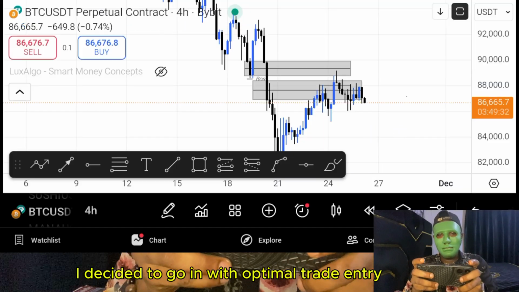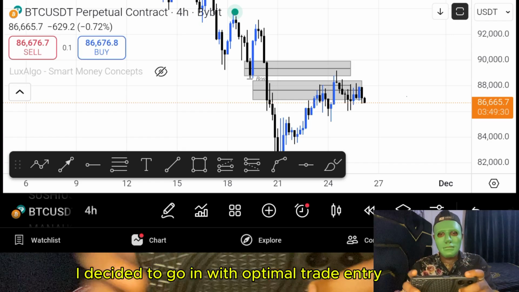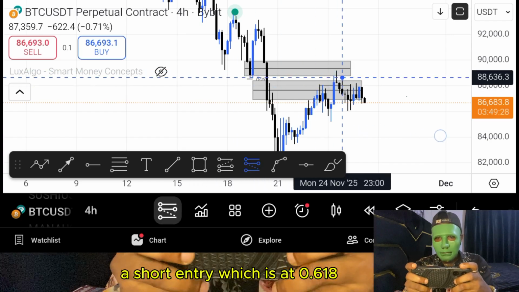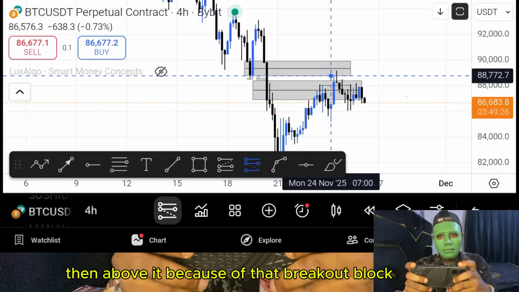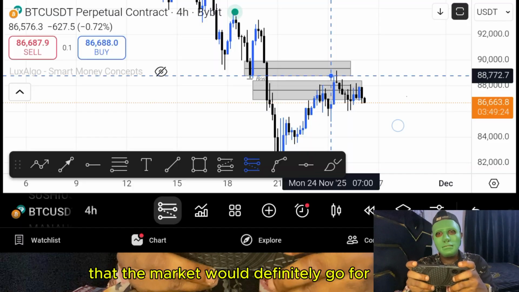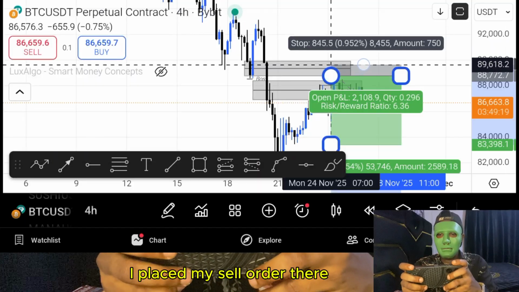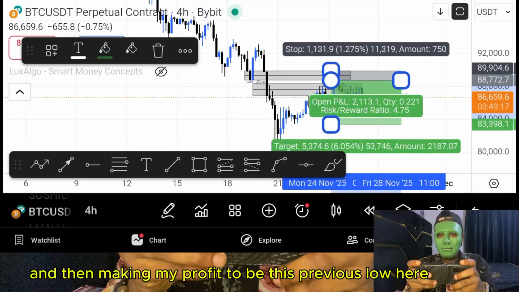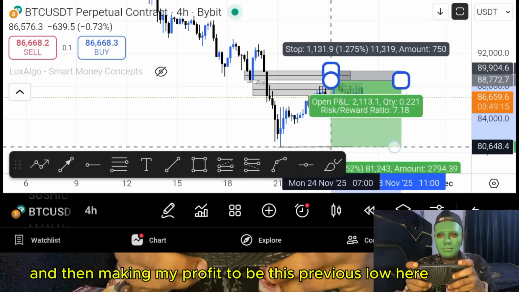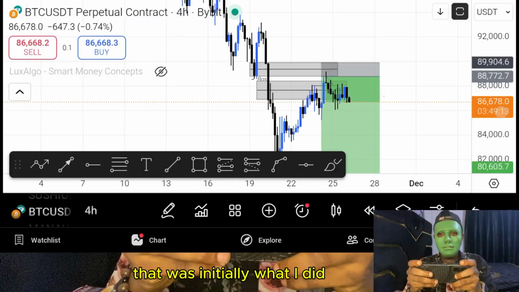What did I do? I decided to go in with an optimal trade entry, a short entry, which is at 0.618. Then above it, because of that breaker block that the market will definitely go for, I placed my sell order there, and made my profit target this previous low here. That was initially what I did.